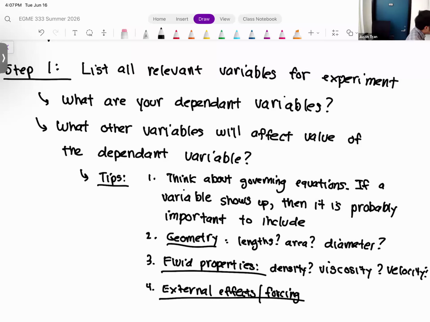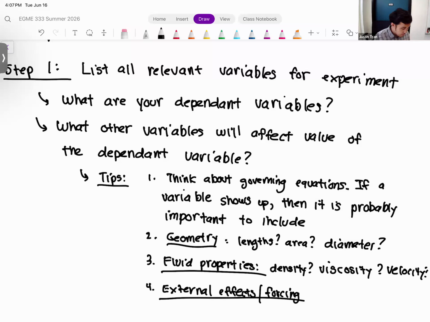And the fourth category would be any kind of external effects or external forcing that are affecting your results. Think of things from our control volume analysis, like shaft work. If you're analyzing a pump or a turbine, the amount of power that gets extracted or the amount of power that you're inputting is going to affect your results, so that's one thing you want to include. Let's say you're looking at momentum, any kind of external forces being applied on the fluid is going to affect the results as well.